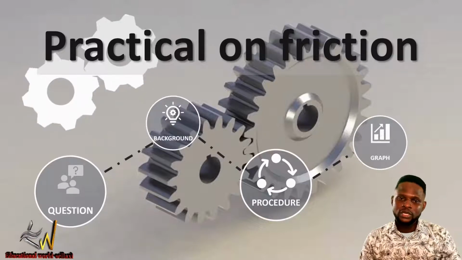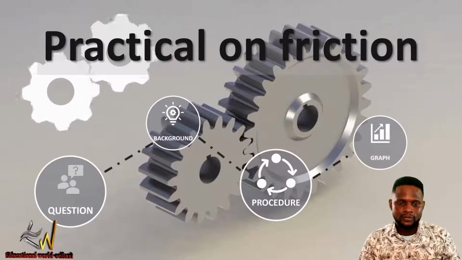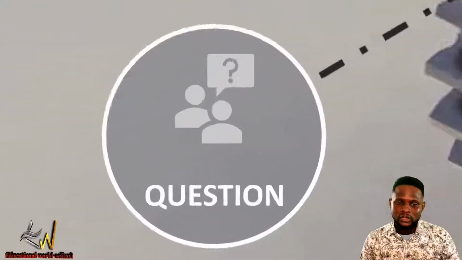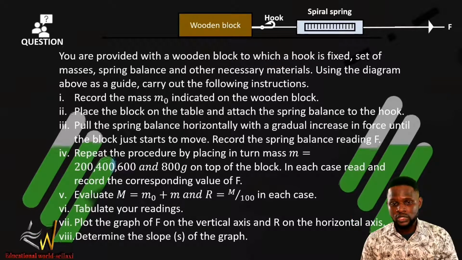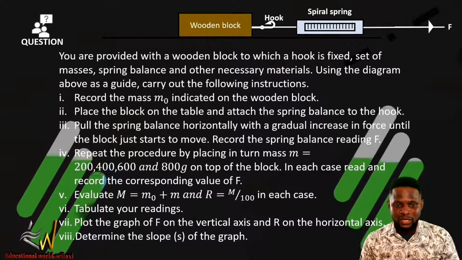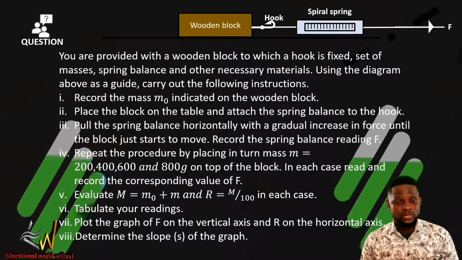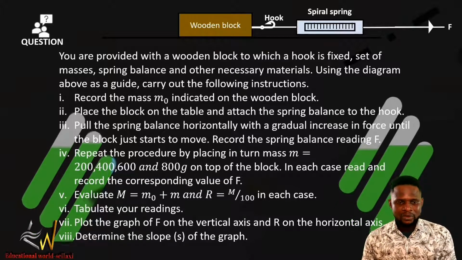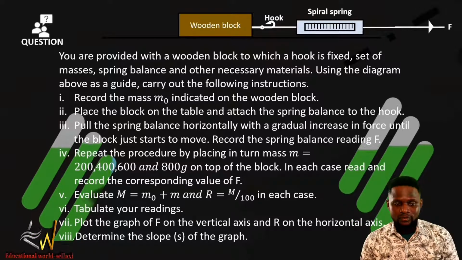In today's video, we'll be looking at a typical practical on friction. And let's look at the question. You are provided with a wooden block to which a hook is fixed, a set of masses, a spring balance, and other necessary materials. Using the diagram above as a guide, carry out the following instructions.